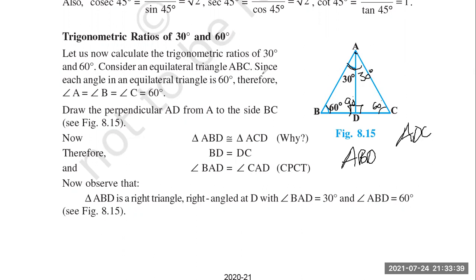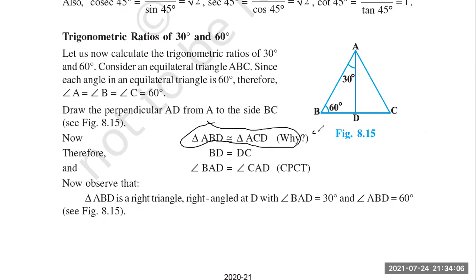Consider an equilateral triangle ABC. Since each angle in the equilateral triangle is 60 degrees, therefore A, B, C are 60 degrees. Draw the perpendicular AD from A to the side BC. That's already been done. Now triangle ABD is congruent to triangle ACD. यहाँ पे ब्रैकेट में अगेन क्वेश्चन दिया है why. ABD and ACD ये दोनों congruent करके उसने स्टेटमेंट बता दिया. Here the statement is being made that they are congruent, but he is asking why.